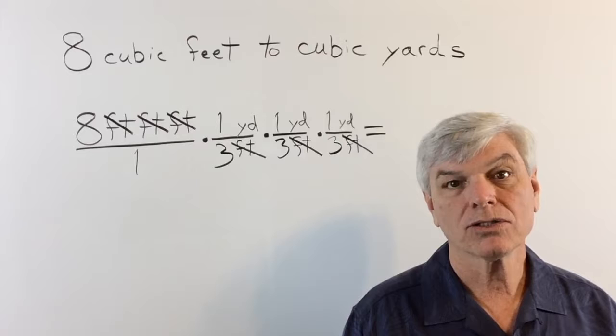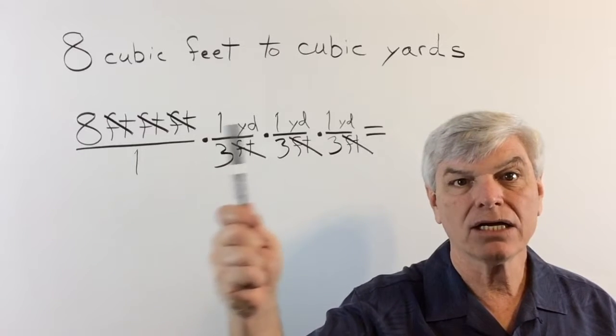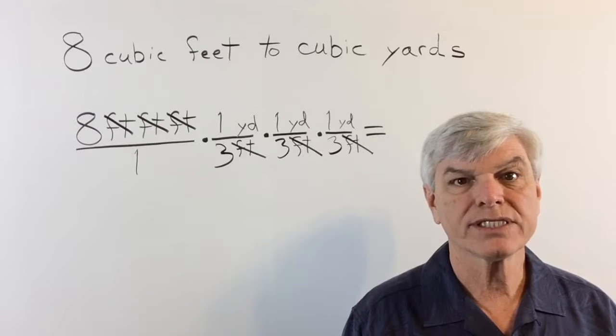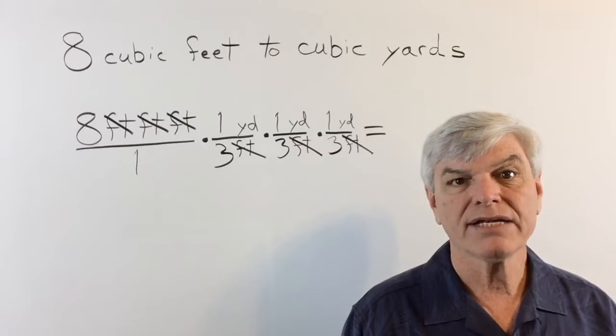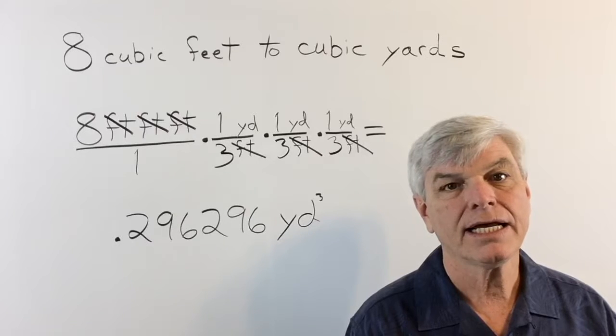And now, all I have to do is multiply the numbers out. Okay, I have 8 on top. And what do I have on the bottom? 3 times 3 times 3 is 27. So 8 divided by 27. And that is 0.296, 296, 296, 296, repeating cubic yards.